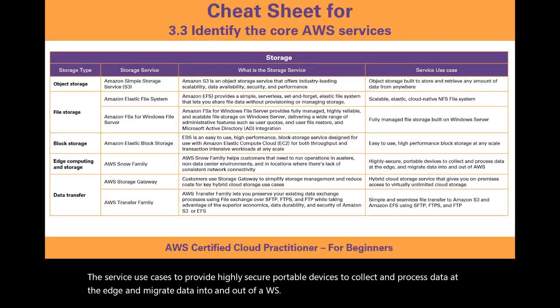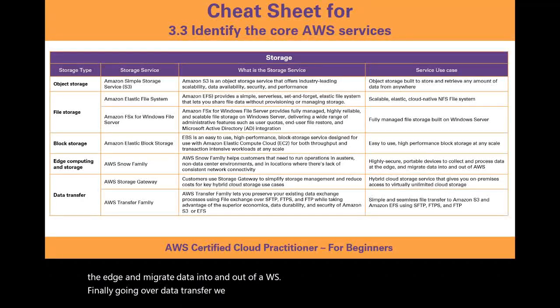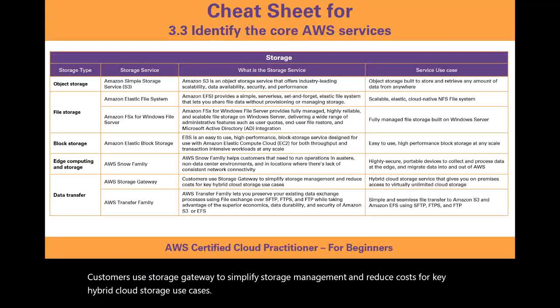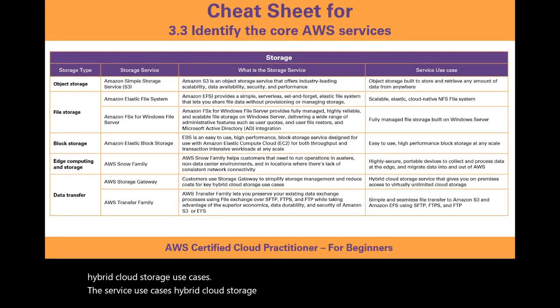Finally, going over data transfer, we have two service types, AWS Storage Gateway and AWS Transfer Family. Customers use Storage Gateway to simplify storage management and reduce costs for key hybrid cloud storage use cases. The service use case is a hybrid cloud storage service that gives you on-premises access to virtually unlimited cloud storage.